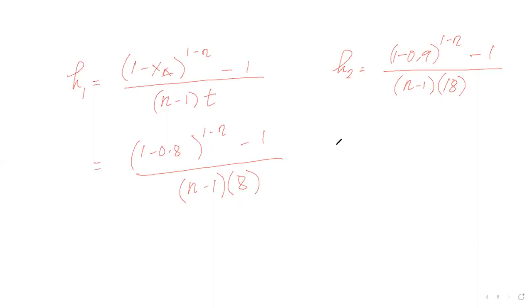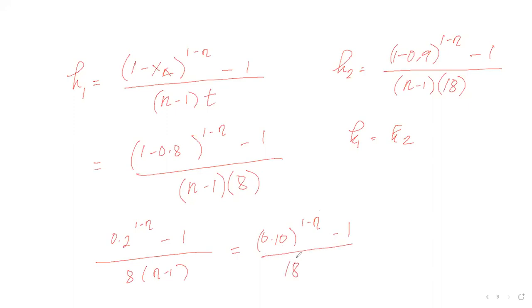So what would you do? It has to be that if we're talking about the same reactions, K1 should be equal to K2. So we will equate both of these expressions and simplify. We carry out the 1 minus 0.8, so that would be 0.2. So you have 0.2 raised to 1 minus n, minus 1, over 8 times n minus 1. We equate it to the K2 expression: 0.1 raised to 1 minus n, minus 1, all over 18 times n minus 1. You equate the two because we're talking of the same rate constant for a particular reaction, so our rate constant should not change.